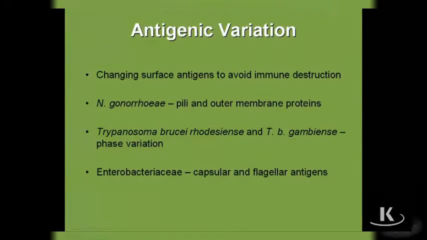And you can see that as well in some of the Enterobacteriaceae. You'll see that, for example, Salmonella has thousands of different capsular serotypes. There are different flagellar serotypes because the flagella can change. And we'll talk about that in a little bit more detail when we get to the Enterobacteriaceae in Chapter 2.